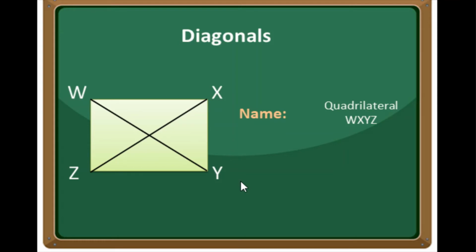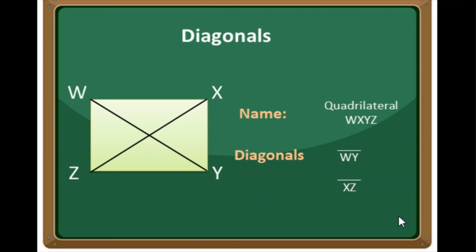Moreover, the diagonal names are line WY and line XZ. Follow? Again, it's line WY and line XZ. These are the diagonals for quadrilateral WXYZ. Okay, so much for quadrilaterals and lines.